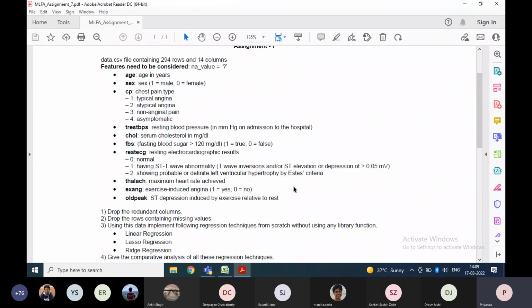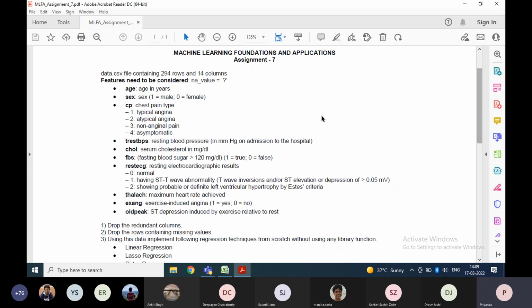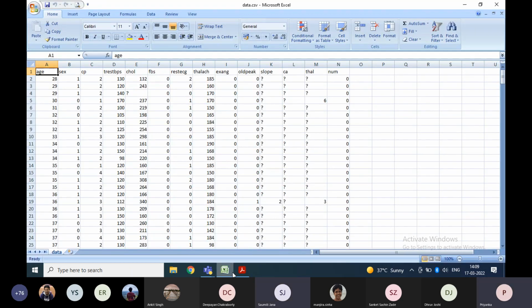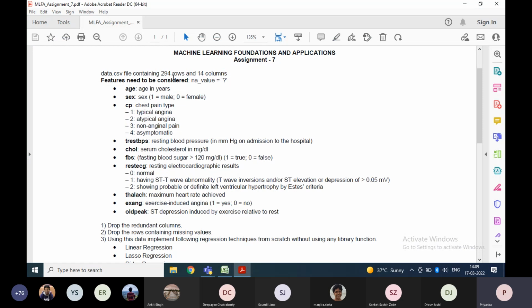So for our next assignment, we are using the heart disease data set. Can you guys hear me? Yes, ma'am. So in this heart disease data set, there are 294 rows and 14 columns, and a few NaN values are present. I'll describe the features which are present in the data set.